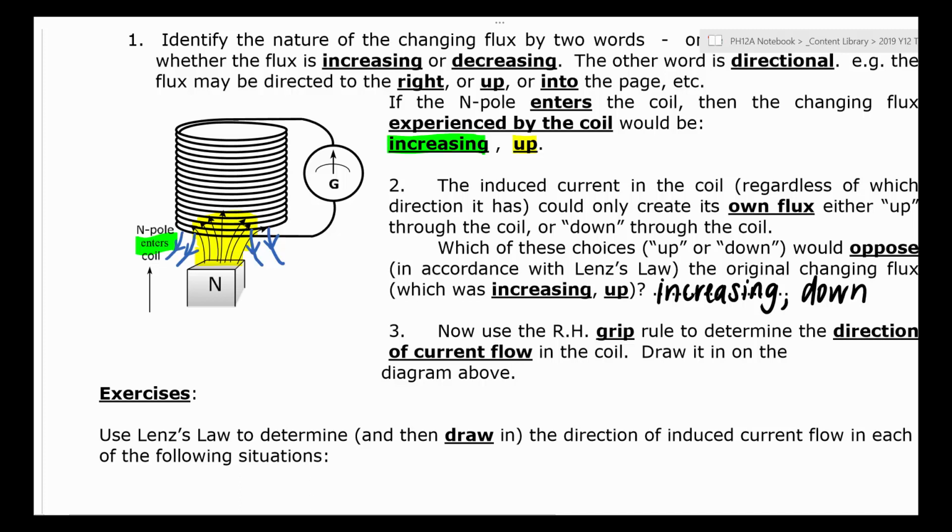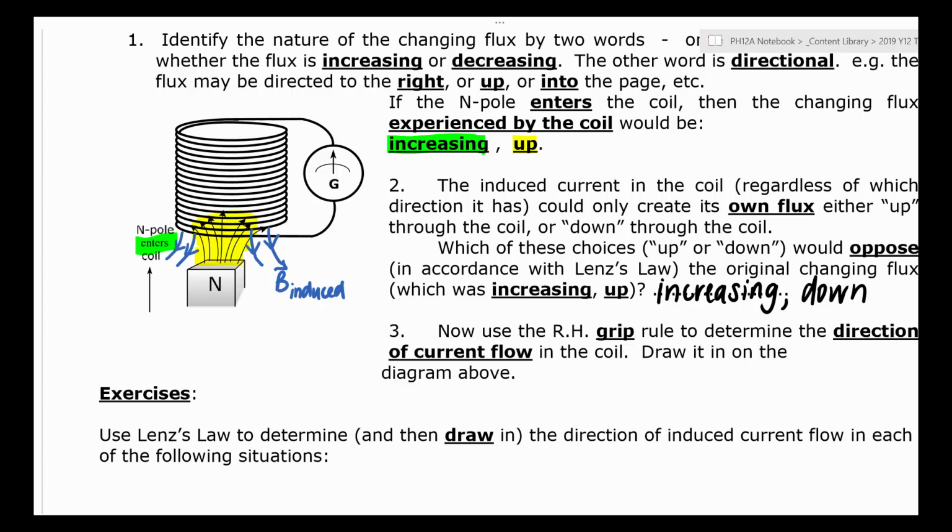And now for step 3, you need to think about what current would actually produce this particular type of flux, so the blue lines that I've drawn there. You need to remember back to the original unit when we did magnetism, and remember that solenoids actually behave like bar magnets because there's a current traveling through them.